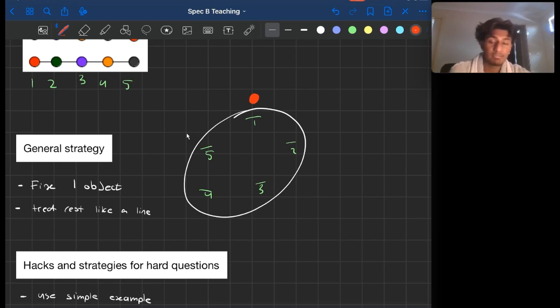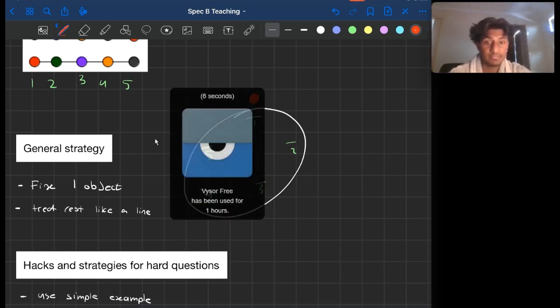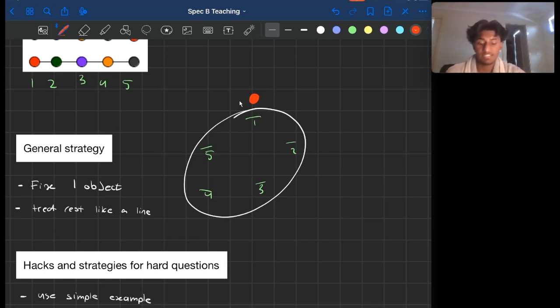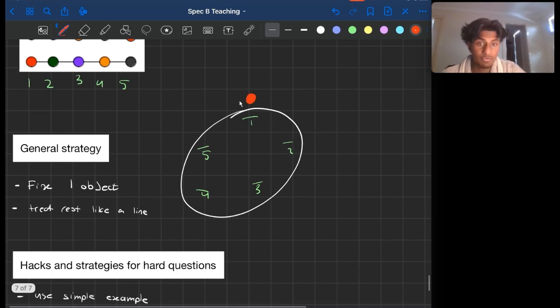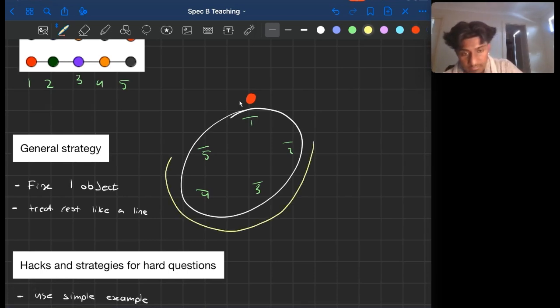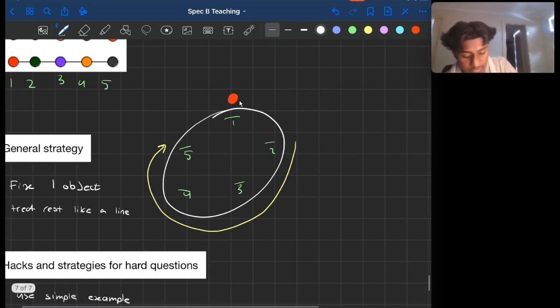The reason that I fix this in the first position is because the whole point of a circular arrangement is that we consider the position of objects relative to each other. So by fixing this red one here, we lose every arrangement where it's the exact same arrangement but just twisted around, because we fix red at the first position. So now we can treat the remaining 4 like a line. From 2 to 5 it's a line, so 2, 3, 4, 5, it's 4 objects. So it's going to be 4 factorial.